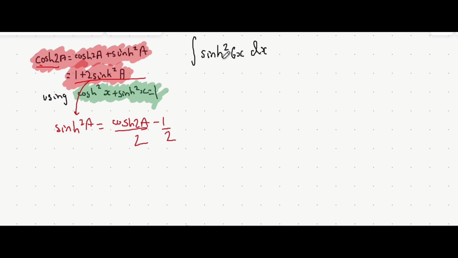What we want to find is the integral of sine squared 6x. So we're going to replace a with 6x. We can then write out that sine squared of 6x would be, well, 6x times 2 is 12x, so we can write this as cos of 12x over 2, and then minus a half. Essentially, integrating sine squared of 6x is the same as integrating all of this. So let's have a go at integrating all of this.